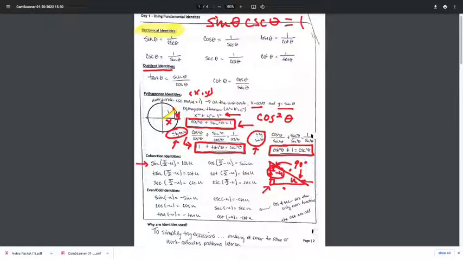The sine of pi over 2 minus u equals the same thing as cosine u. And then vice versa. Cosine of pi over 2 minus u equals sine of u. Tangent of pi over 2 minus u equals cotangent of u. Cotangent of pi over 2 minus u equals tangent u. Secant of pi over 2 minus u equals cosecant of u. Cosecant of pi over 2 minus u equals secant u. So those are just another set of identities.